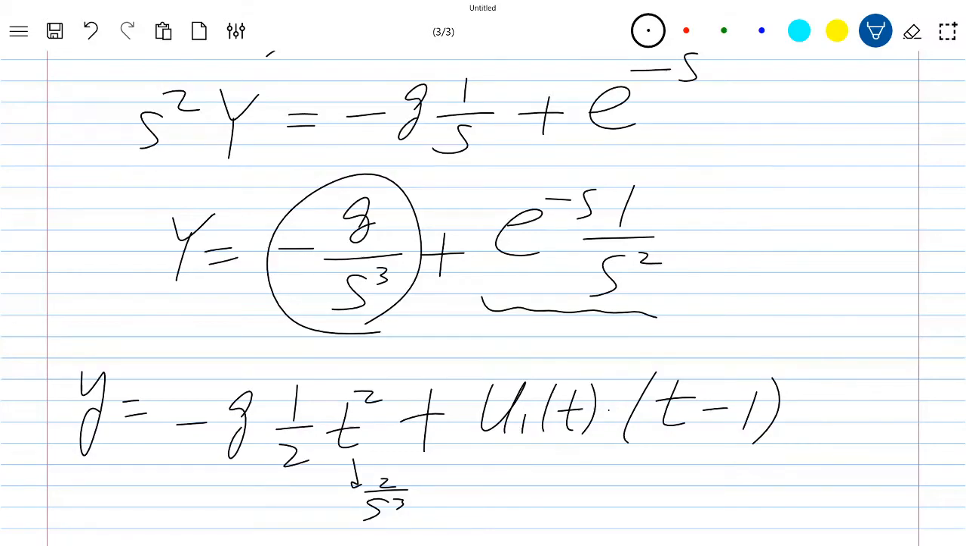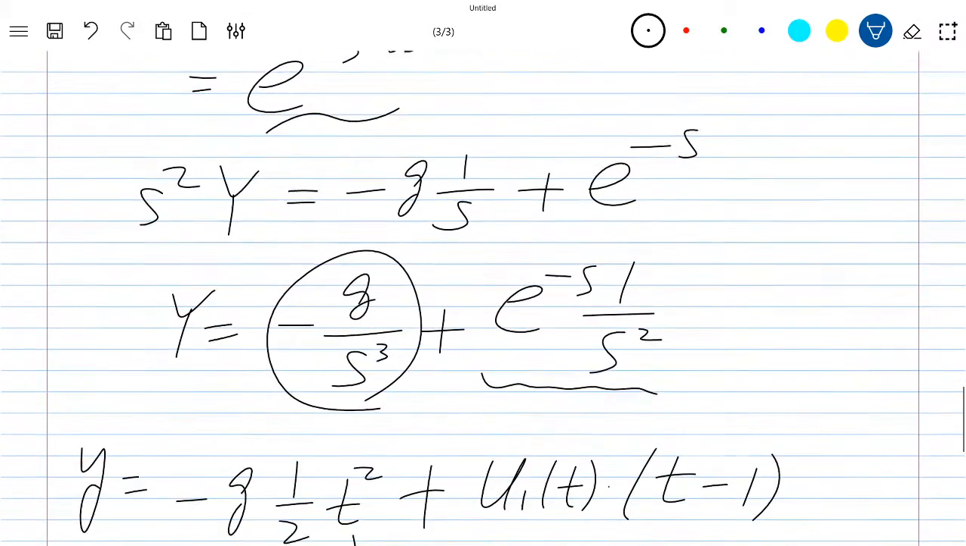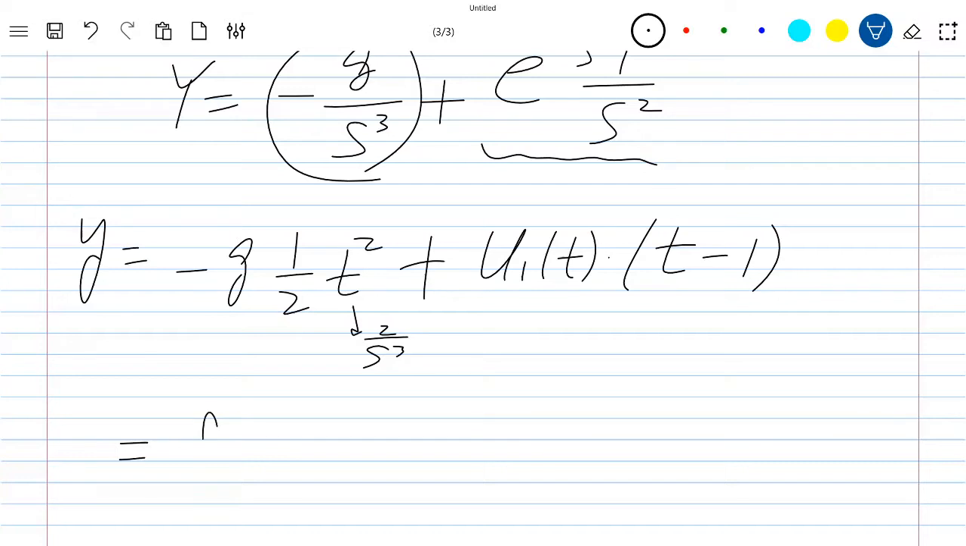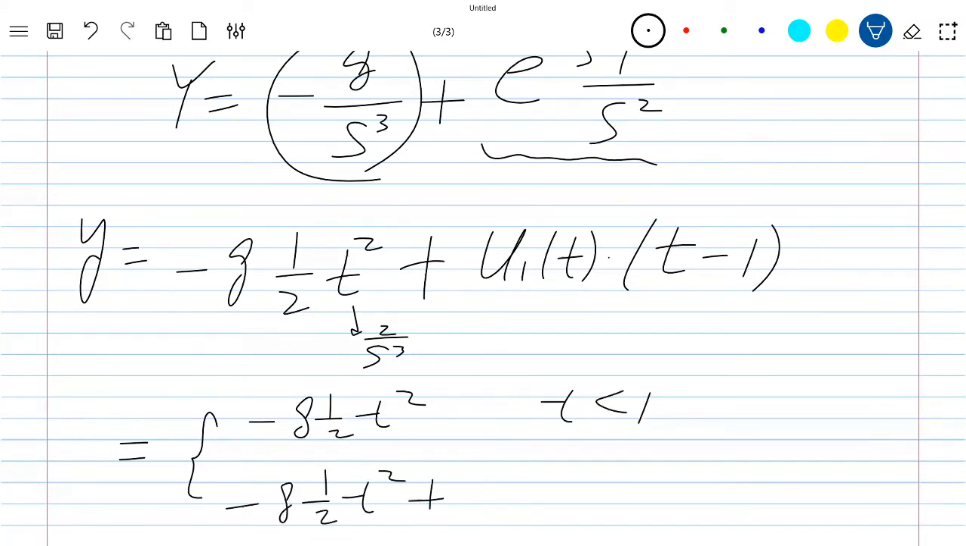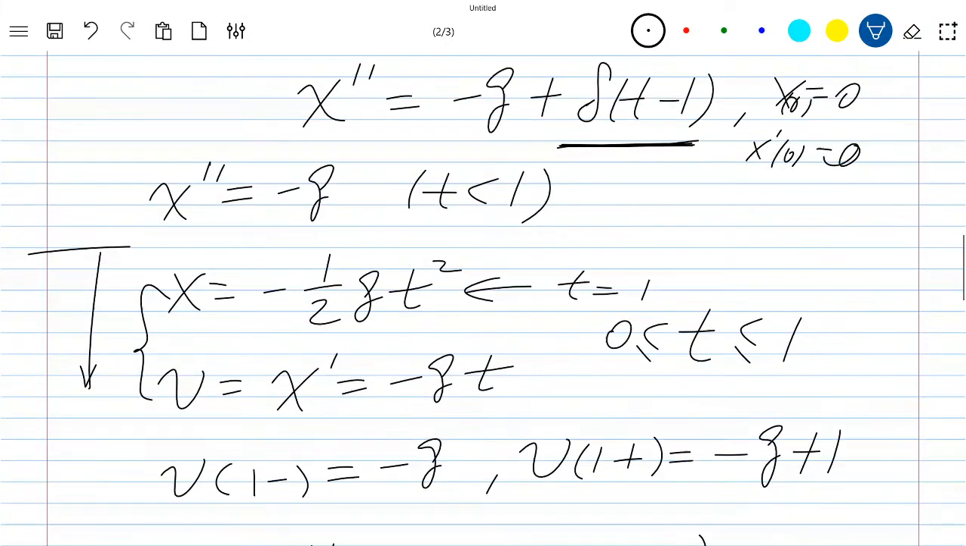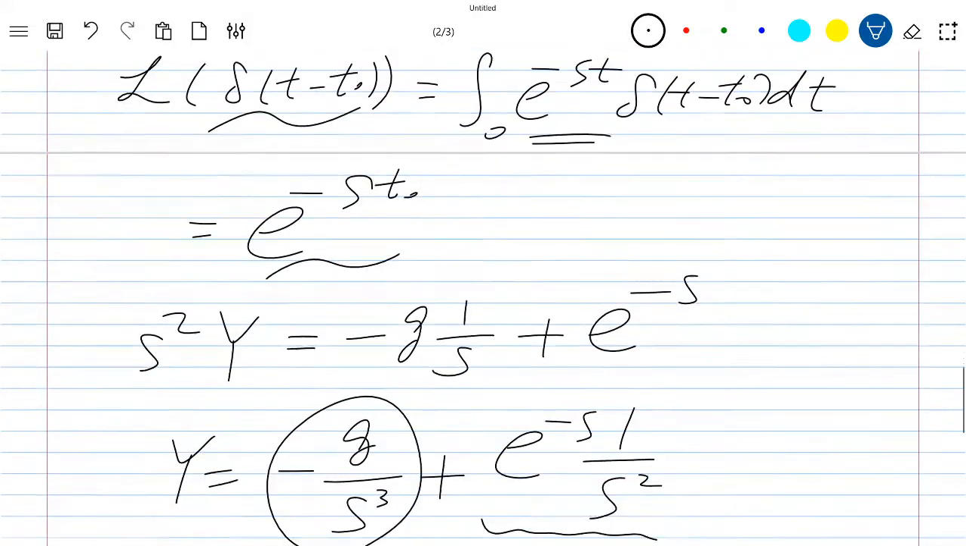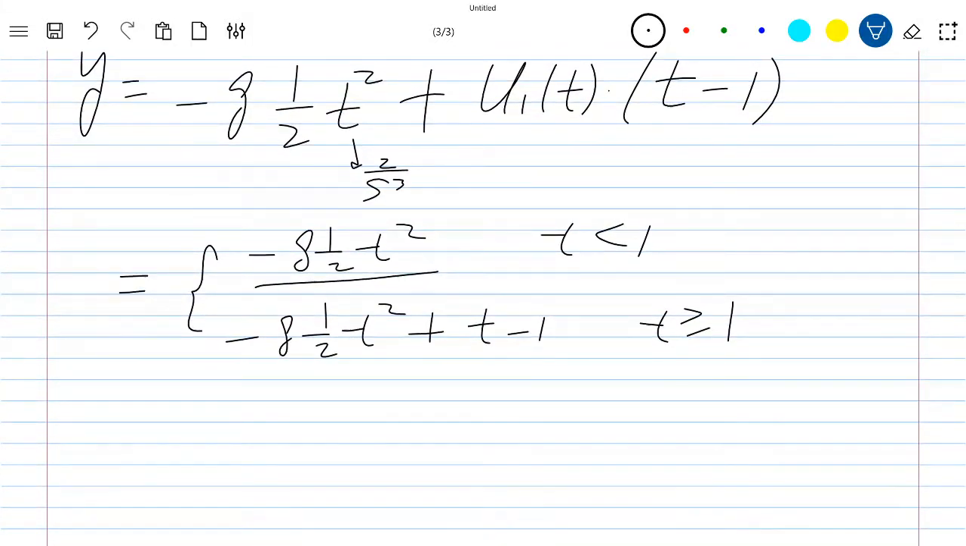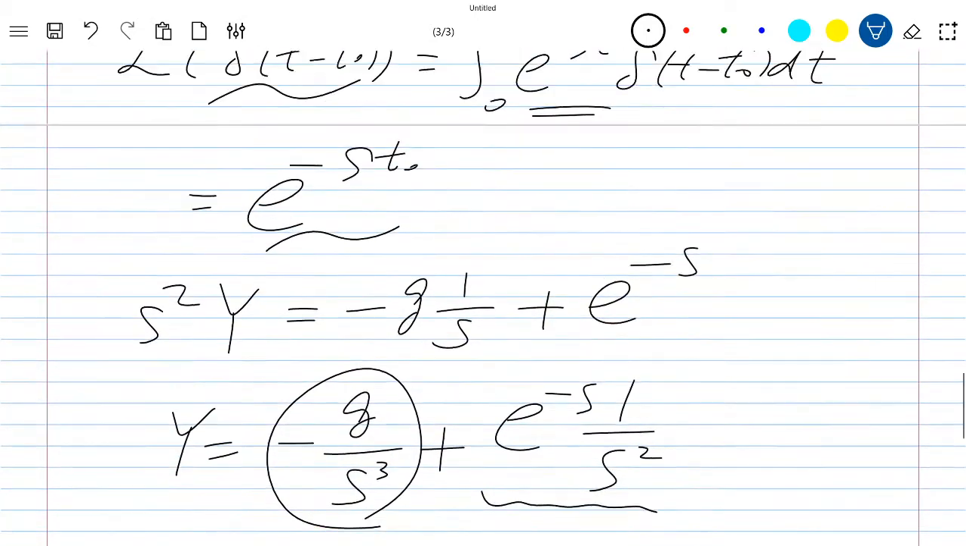All right, let's see if it's the same as what we had earlier. So what does this mean? This means it's negative g half t squared when t is less than 1. And after that, it's negative g half t squared plus t minus 1. Just like that, right? And this, of course, we know it's correct because it agrees with what we had here. And how about after 1? It's this simple form, right? Let's see what we had earlier.